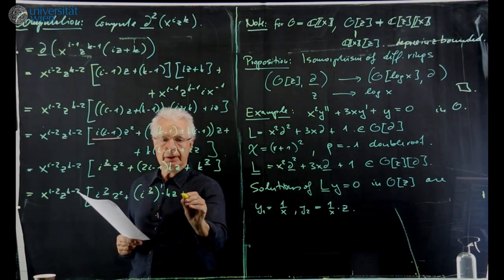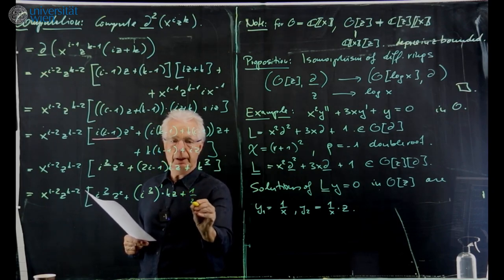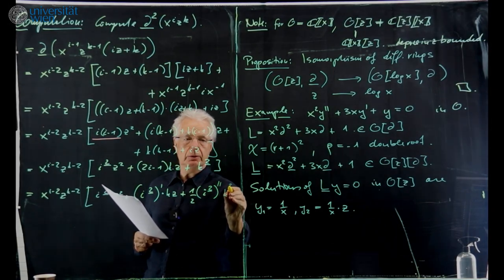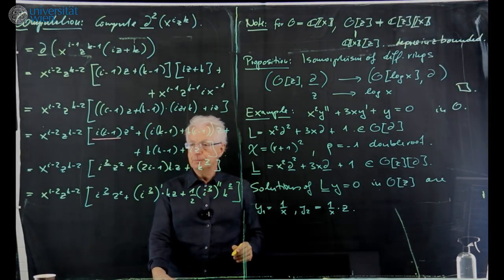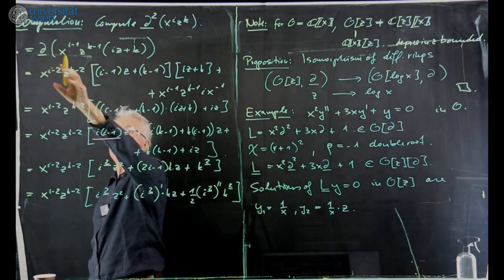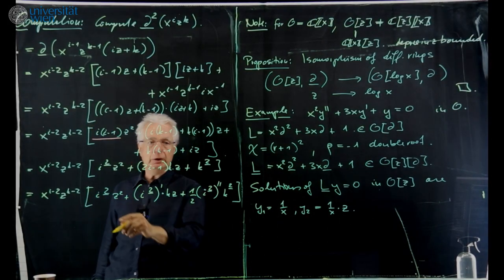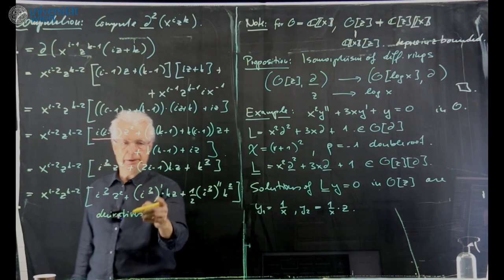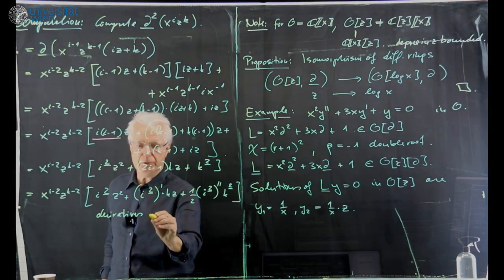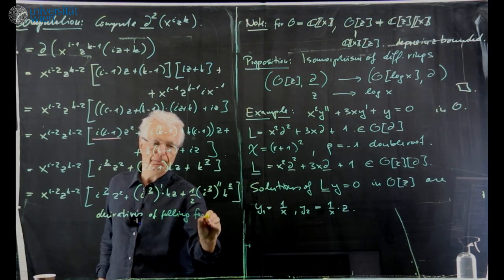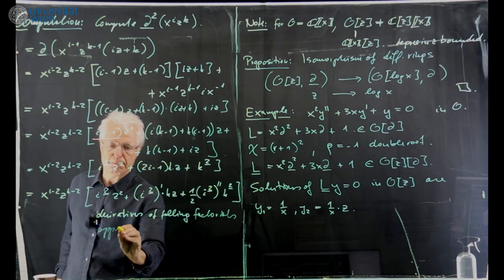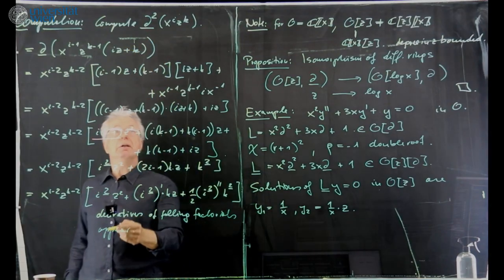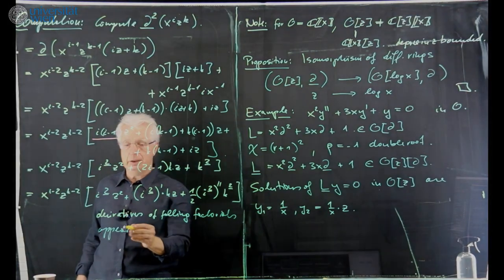You see? And here you have a 1, but you have 1 half. If you derive here twice, you get a 2. k2. So suddenly, by this new derivation, derivatives of our falling factorials appear. Derivative means with respect to our i. Derivatives of falling factorials appear. And this cannot be a coincidence. Of course, we just did the case of order 2, but this should hold in general.